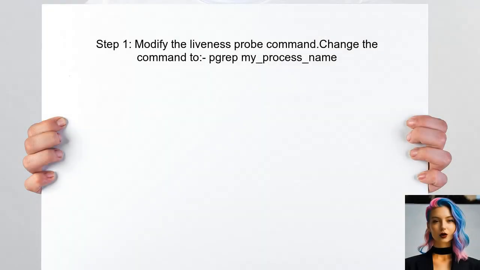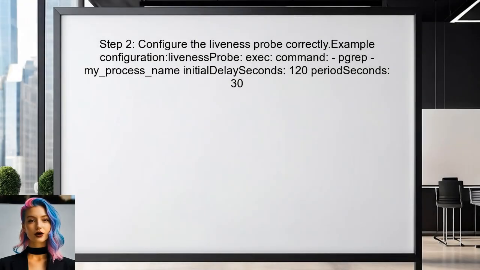To resolve the issue with the liveness probe, the user should first modify the command used in the liveness probe. Instead of using a pipe with ps -ef, the user can utilize the pgrep command, which is more suitable for this purpose. Next, the user should ensure that the liveness probe is correctly configured in the container specification. This includes setting the initial delay and the period for the probe checks.